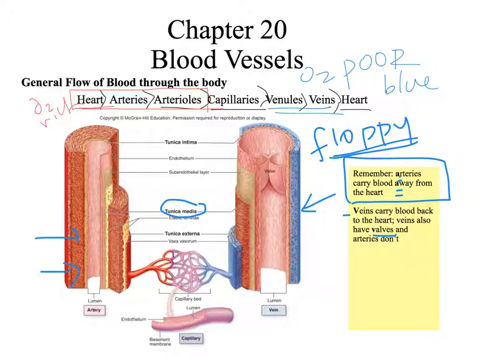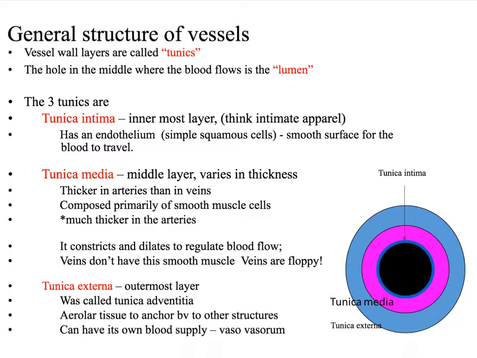Okay, so if we go over the layers, I have this on the next slide, but tunica intima is going to be the innermost layer, tunica media is the middle, and then tunica externa is the outermost layer. Now sometimes vessels are so big they have their own blood supply, and that's called vasa vasorum, which we'll talk about in a minute. They call the layers of the vessels tunics. So the layers are tunics.